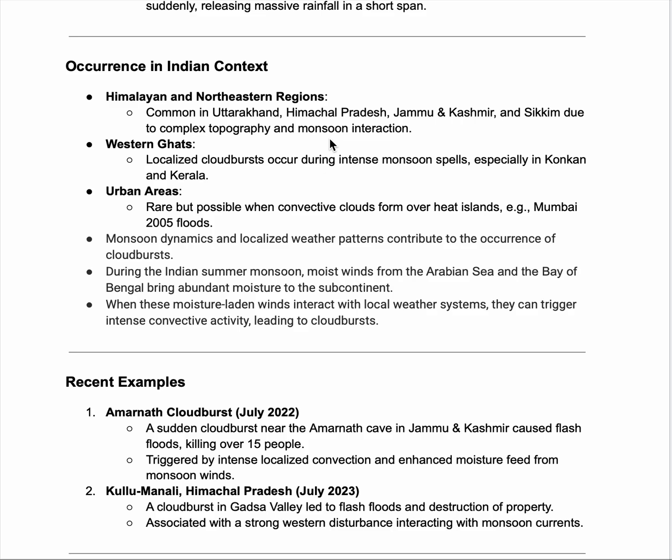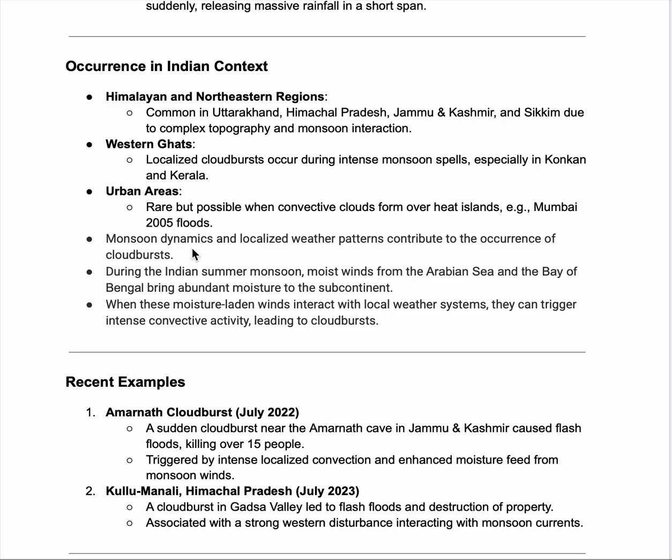So why does it occur in the Himalayan and northeastern region? It is because of complex topography and monsoon interaction. Why does it occur in the Western Ghats? Because of monsoon wind, intense monsoon spells, especially in Konkan and Kerala. Urban areas also experience cloudburst, but it is very rare. For example, the Mumbai 2005 floods were due to cloudburst. So monsoon, dynamic and localized weather patterns contribute to the occurrence of cloudburst.